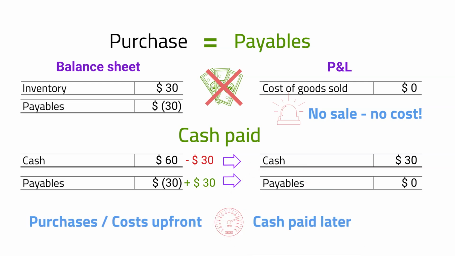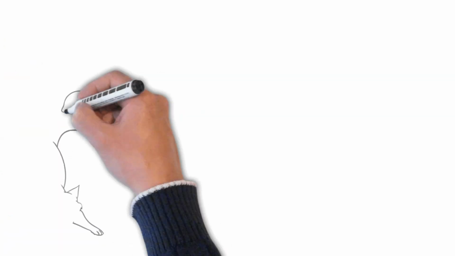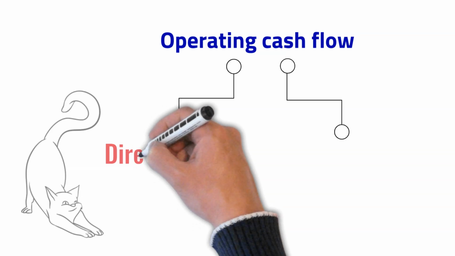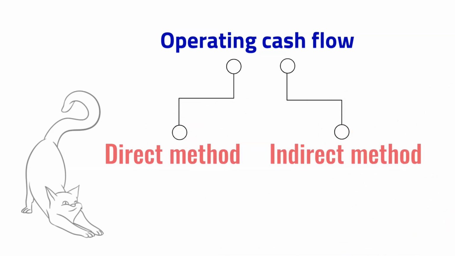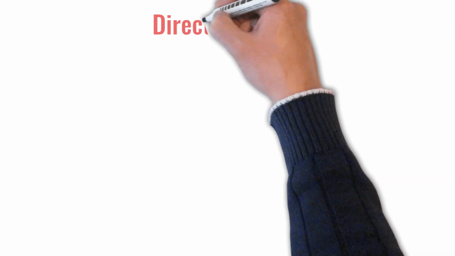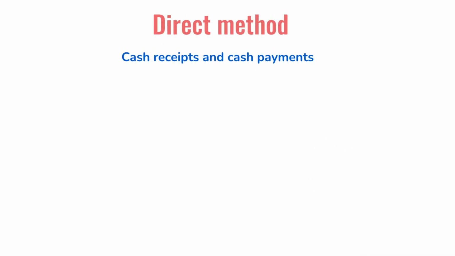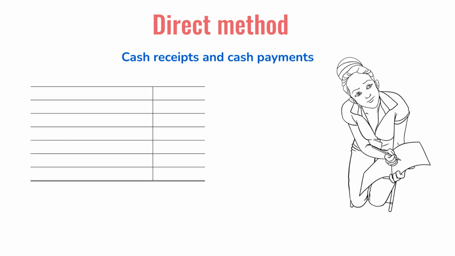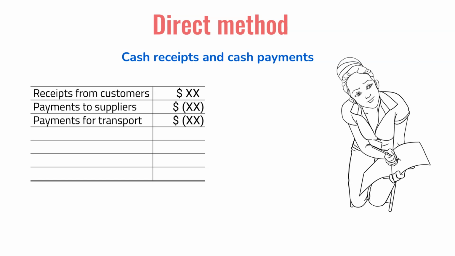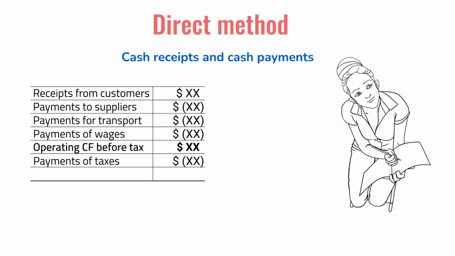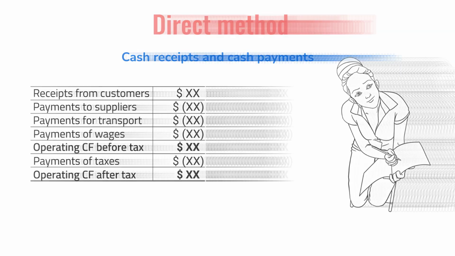Operating cash flow adds these inflows and outflows together, plus tax payments and interest to show if daily business is feeding or starving our bank balance. There are two options to present operating cash flow, direct and indirect. Direct cash flow means directly recording cash receipts from our customers and payments to our suppliers, employees, etc. It will look like this: receipts from customers, payments to suppliers, payments for transportation, payments for wages. All these add up to operating cash flow before taxes. Now payments of taxes. And you're getting to operating cash flow after taxes.